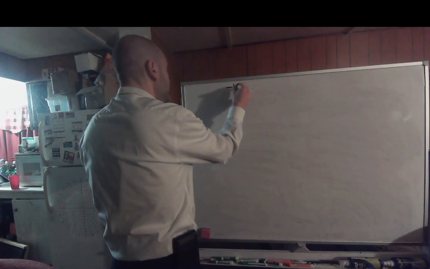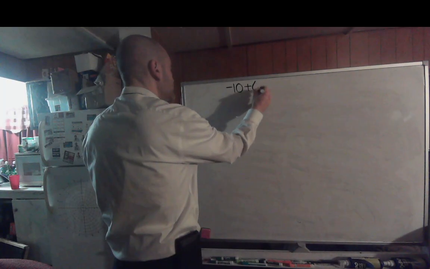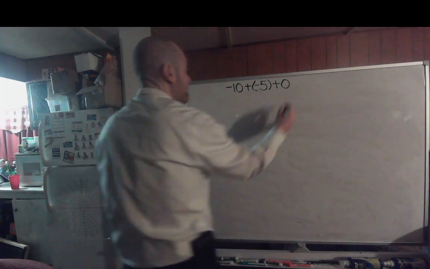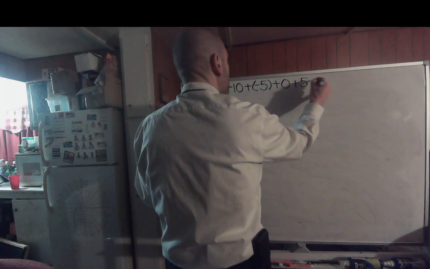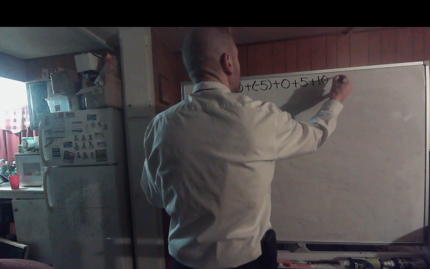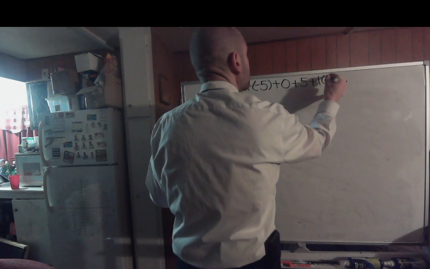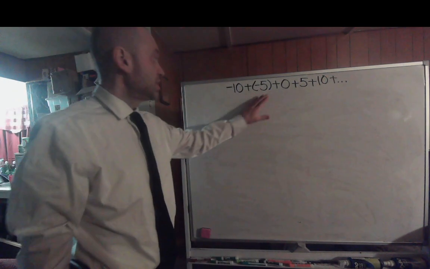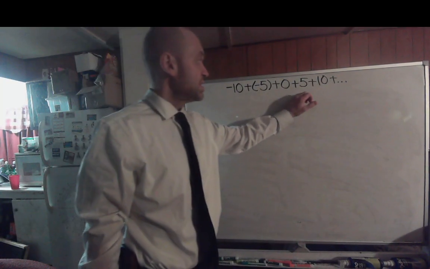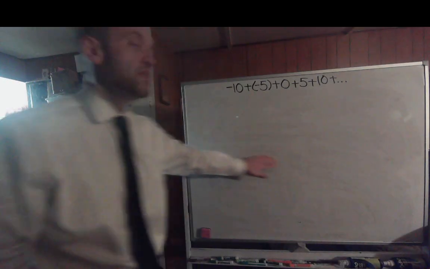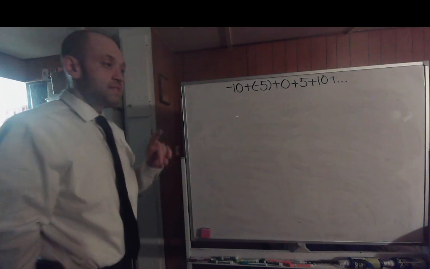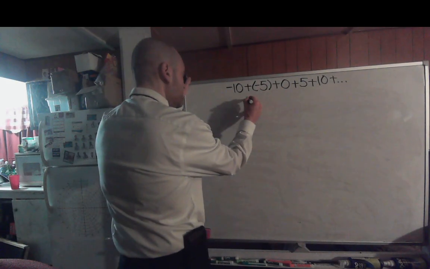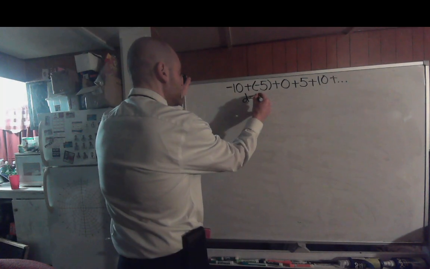We have negative 10 plus negative 5 plus 0 plus 5 plus 10 plus dot dot dot. All right. So the series here is negative 10 plus negative 5 plus 0 plus 5 plus 10 plus it just continues infinitely. So what is the common difference between each of these terms? It's 5, right? So the common difference is going to be 5.